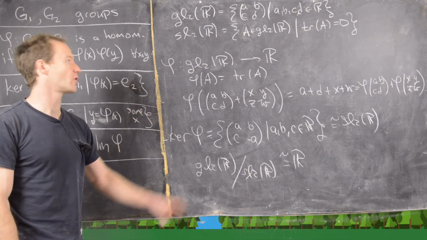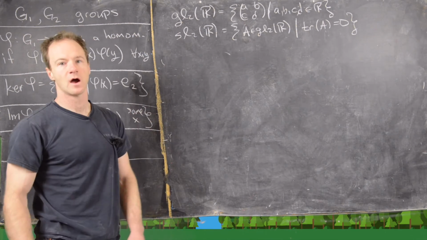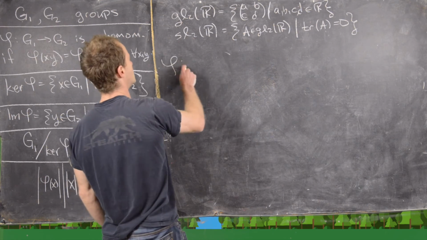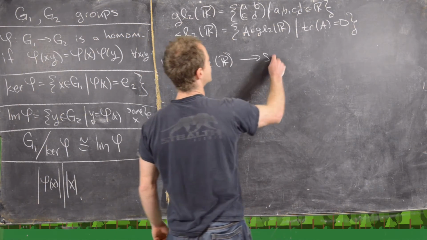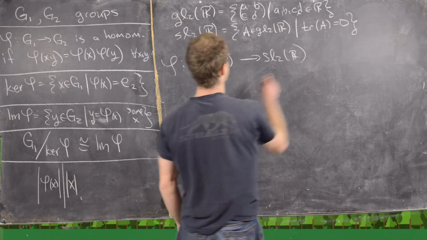Okay, good. I'll clean up the board and we'll look at a related example. So for our next example, we'll look at phi from GL2(R) to SL2(R) given by the following.